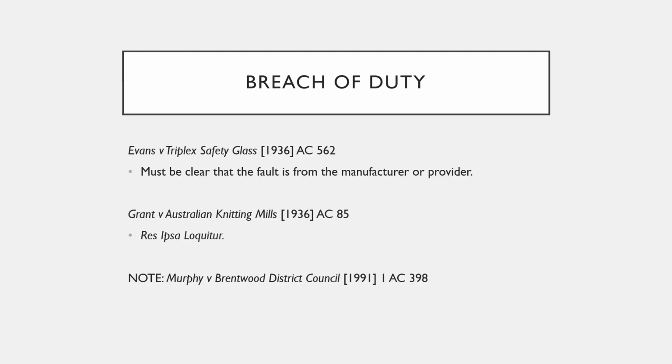So then we have to look at the breach of this duty. This is where the product's actually faulty. In Evans and Triplex Safety Glass, it was basically unclear why the windscreen had shattered. It could have been down to the maintenance, it could have been down to the fitting of it because it had been fitted a year earlier, and it could have been from the manufacturer. It was unclear, and so there was no clear breach of duty here.